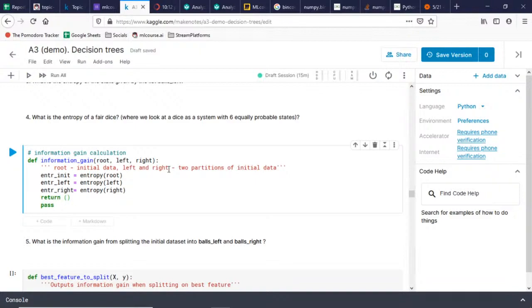information gain. So it will be initial entropy minus length of left divided by length of root, and this one I must multiply by entropy left, and same for the other, but here we need to write.